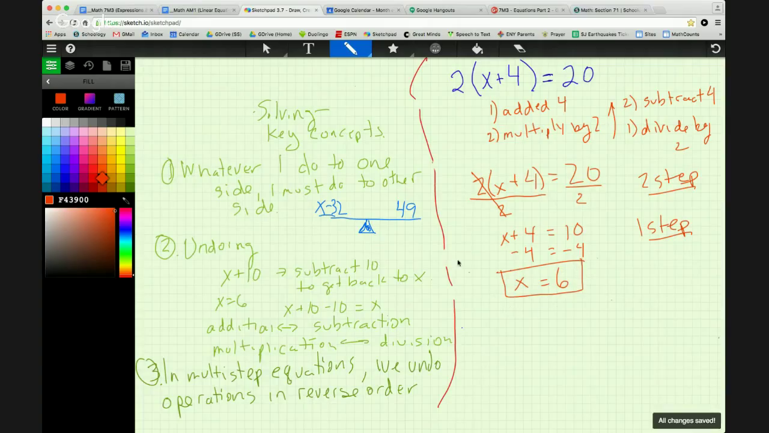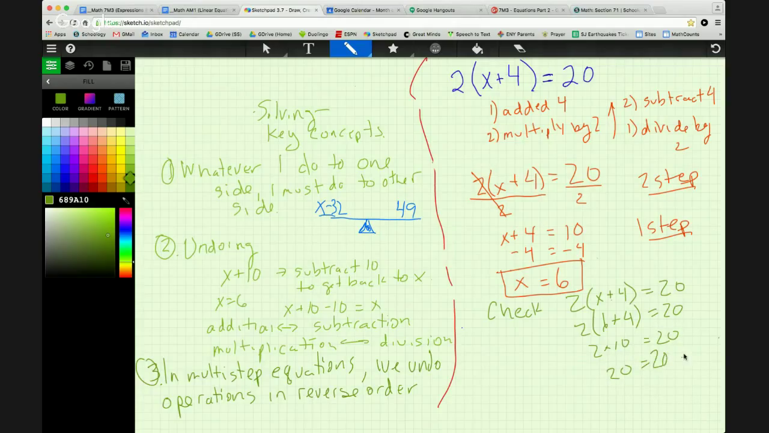Box my answer. Now I'm going to come back and check my answer. 2 times x plus 4 equals 20. 2 times 6 plus 4 equals 20. 6 plus 4 is 10. 2 times 10 is equal to 20. 20 equals 20. Check. So I have done this correctly.